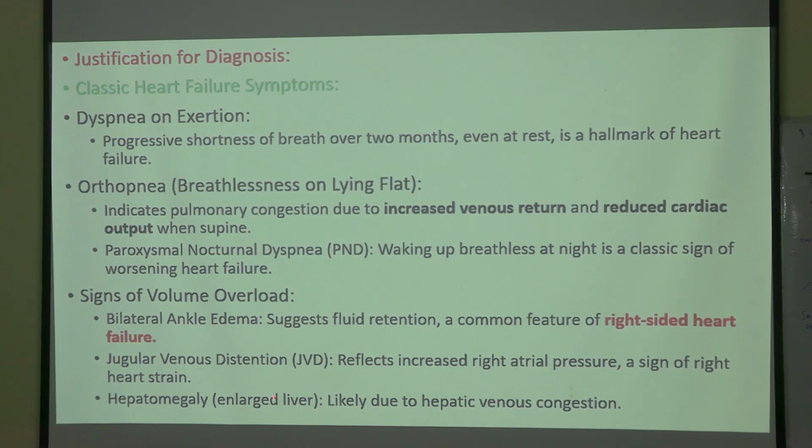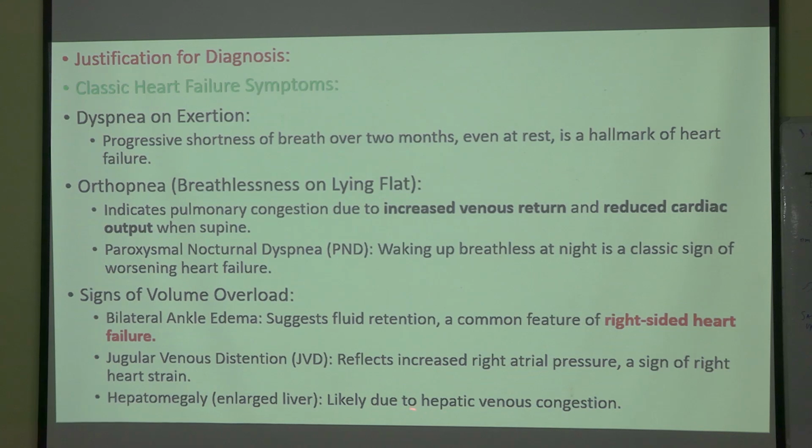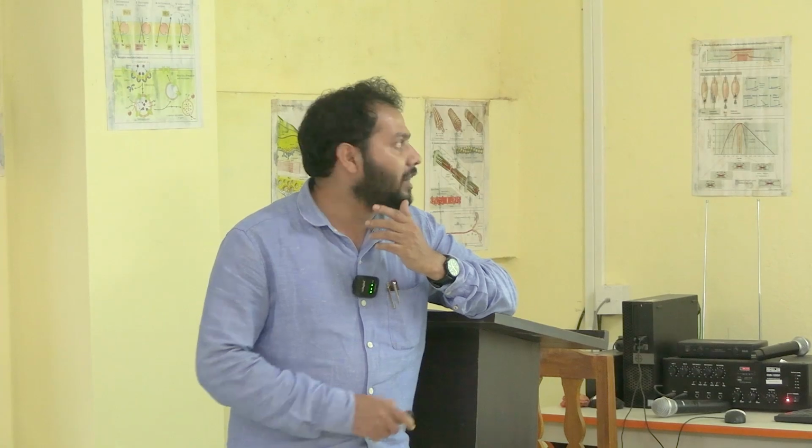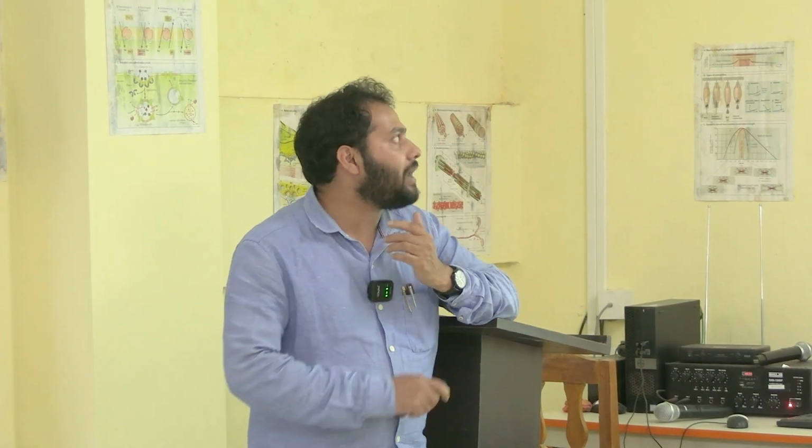Other than this, information is also given about the enlarged liver, which is likely due to hepatic venous congestion. So these are some classical symptoms that are useful, or we can say the most useful symptoms, based on which we can diagnose the subjects, and we can also explain how these factors are physiologically involved in the development of the disease.